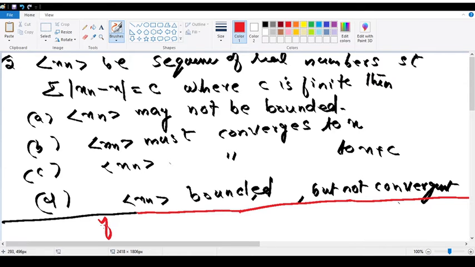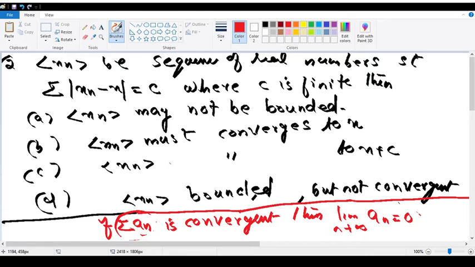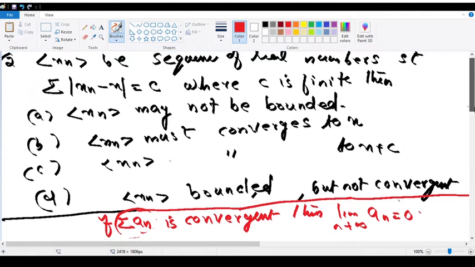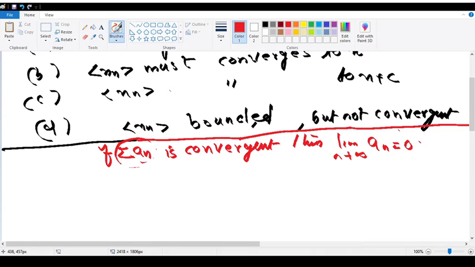We know if summation an, this will be the series. We will discuss series convergence after this. But here I will give one theorem. If summation an is convergent, then limit n tends to infinity an equal to 0. This is one of the important theorems. Series is convergent, corresponding sequence tends to 0.